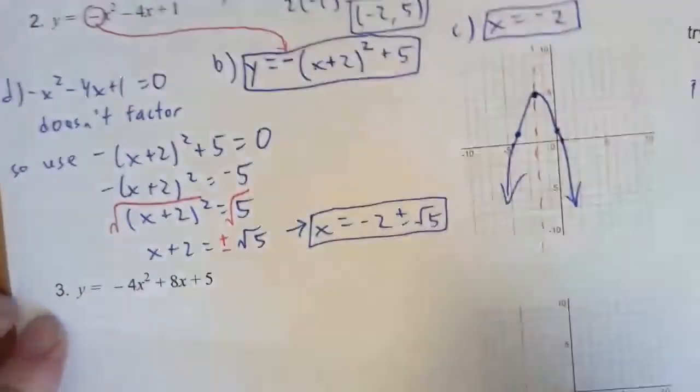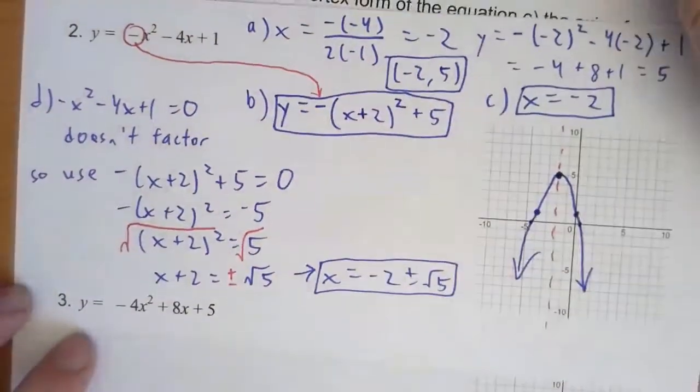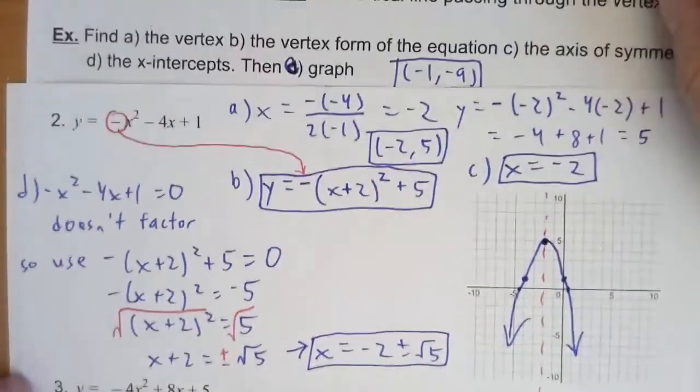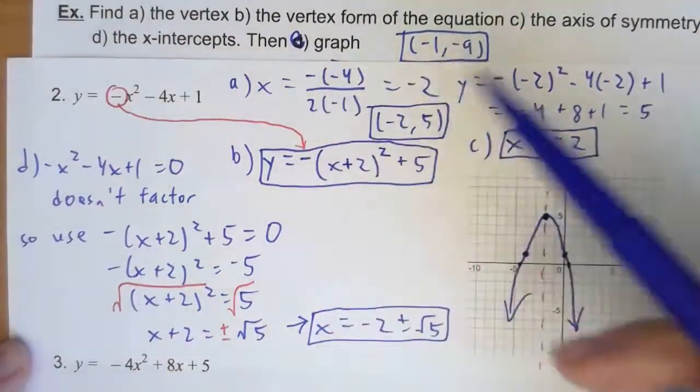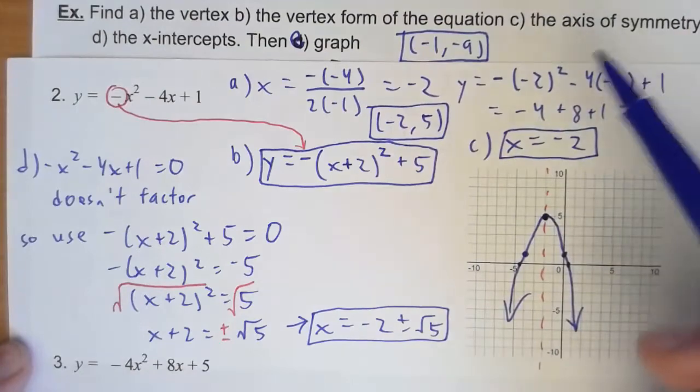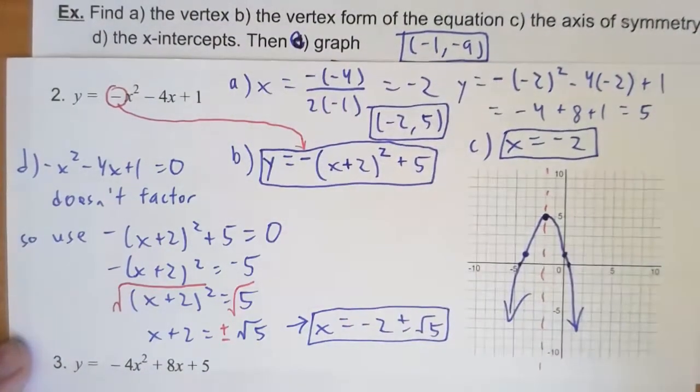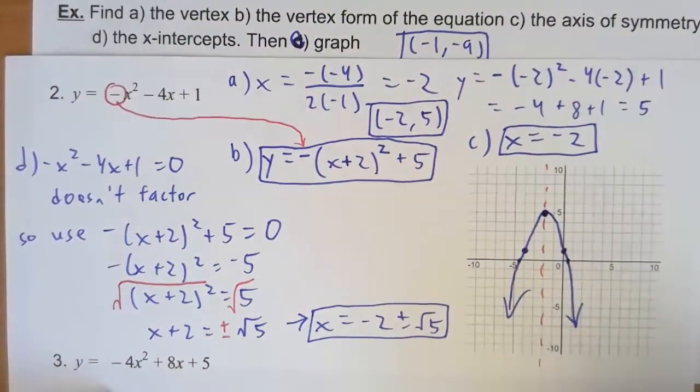So why don't you try all these things for this third example here. Again, still doing all those same directions right there. Find the vertex form equation, axis of symmetry, x-intercepts, and then take a look at what the graph is. Go ahead and try that one for this third problem here.